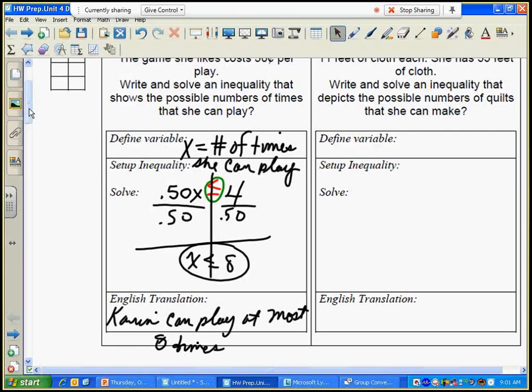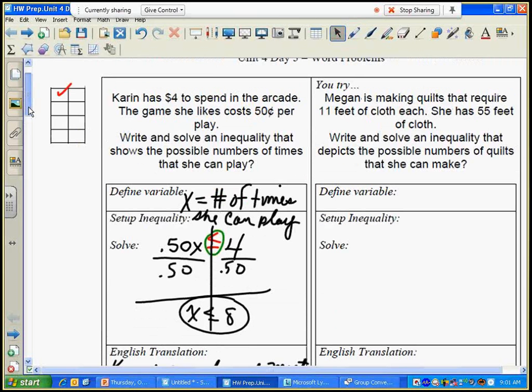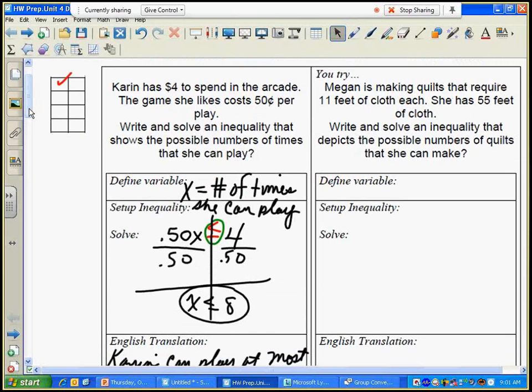Okay? Give the one next to this a shot, the one about Megan, and do that right there in that top right-hand corner. Go for it. Okay. Megan is making quilts that require 11 feet of cloth each. She has 55 feet of cloth. Write and solve an inequality that depicts the number of quilts that she can make. Okay, what they're asking for is the number of quilts. So X equals number of quilts.